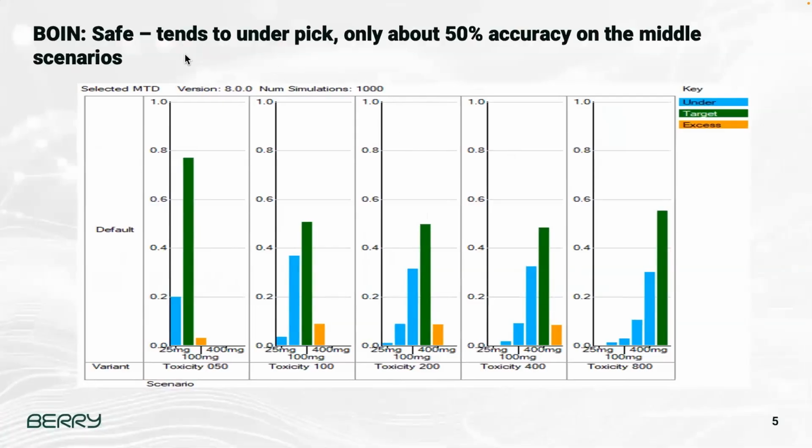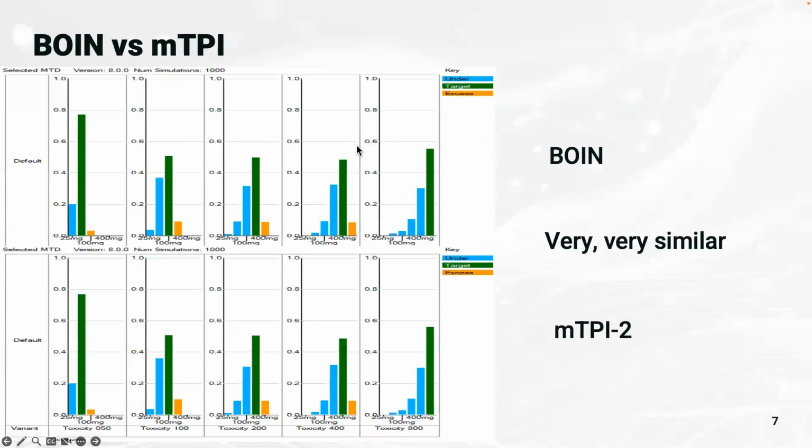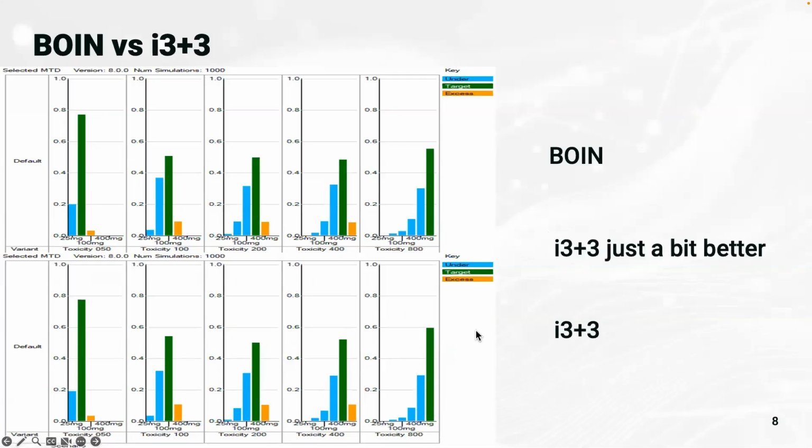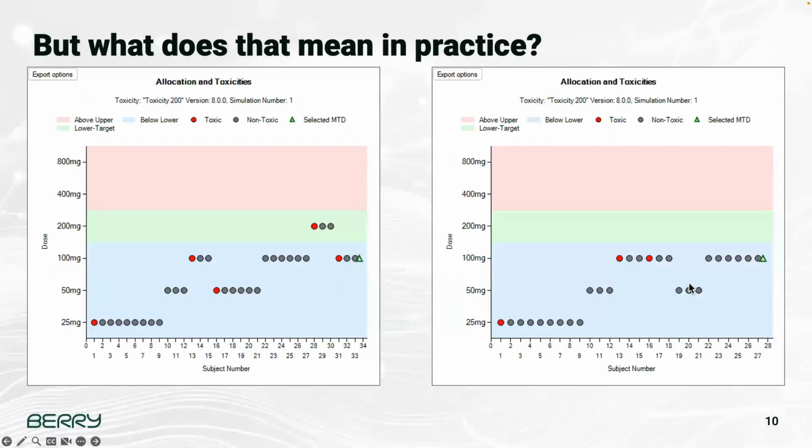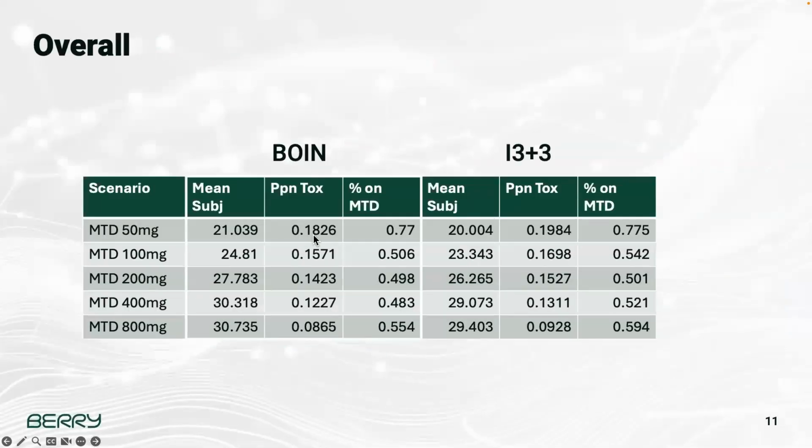So on the slide, having gone from just the BOIN, I stack them up. And now, this is comparing it to MTP-I2, which is extremely similar, and to the I3+3, where it's just a little bit better. You can see here in the top scenario, it's 0.6 success of correct selection rather than about 0.55. And the heights of these are just a little bit better too. And it's a bit more obvious if I tabulate them.